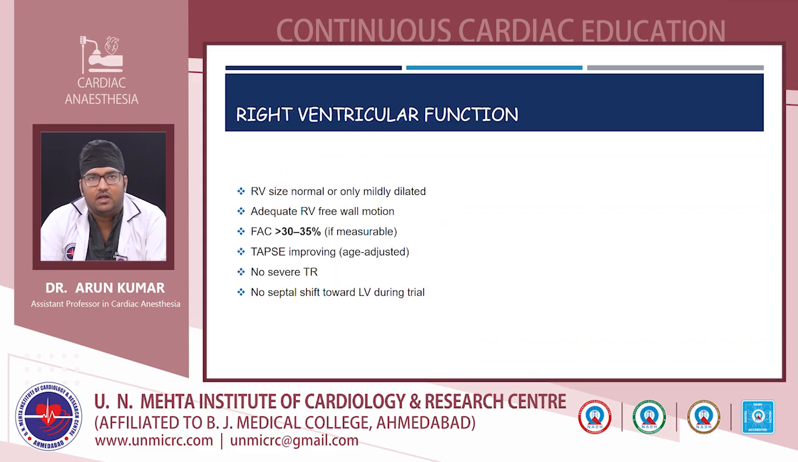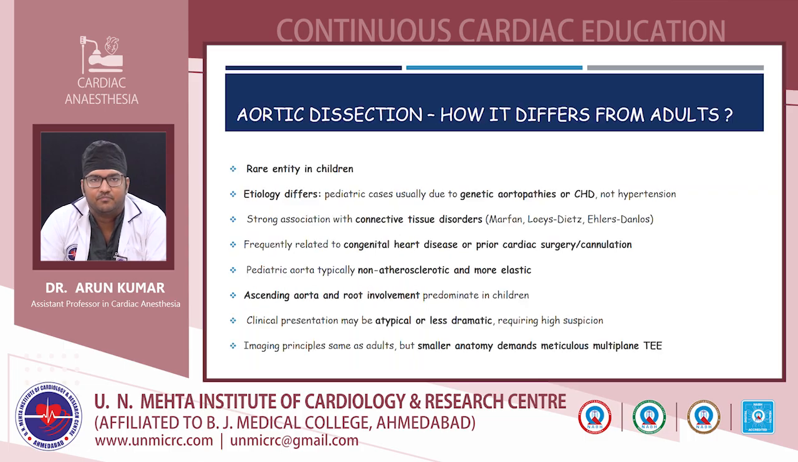And for right ventricular function, the size should be normal or mildly dilated, and it should be free from RV wall motion abnormalities. The fractional area change should be 30 to 35, and TAPSE should be improving. There should not be any severe TR, and there should not be septal shift towards the LV during the trial of weaning. Some common failure signs are LV dilatation, loss of aortic valve opening, RV deterioration, hypotension, and rising filling pressures. All these indicate that the weaning is failing.